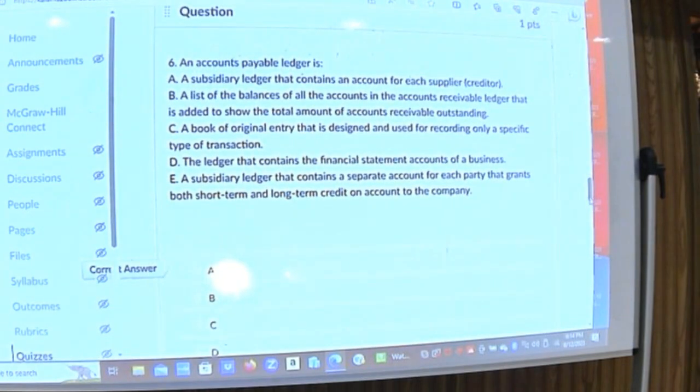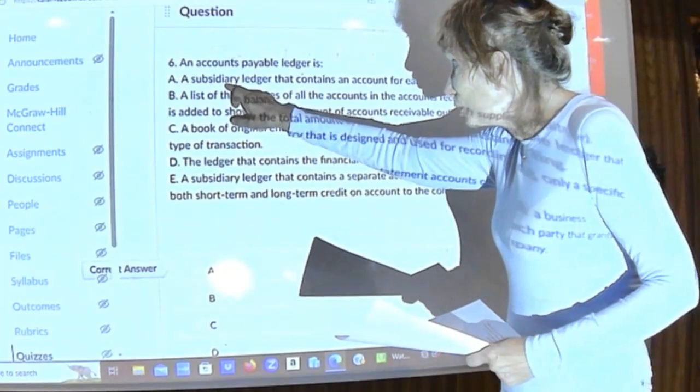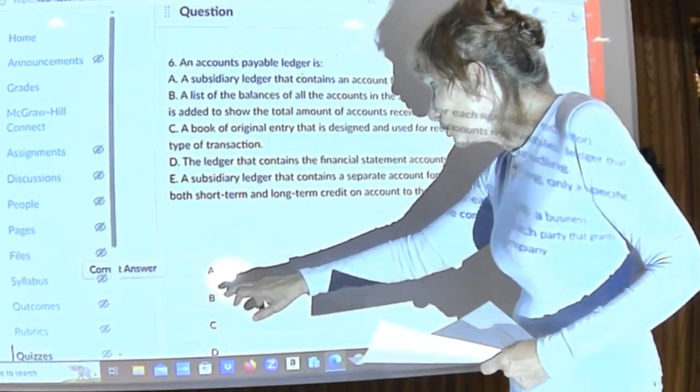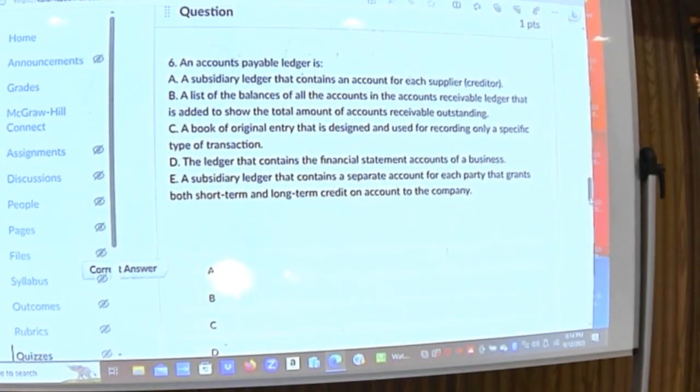Number 6, an accounts payable ledger. Okay, so that's a subsidiary ledger that has an individual account for each supplier. Here's your correct response up here, and see it's marked down here. In other words, all of your transactions with your supplier, the detail for each of those transactions would be found in the accounts payable ledger, the accounts payable subsidiary ledger.